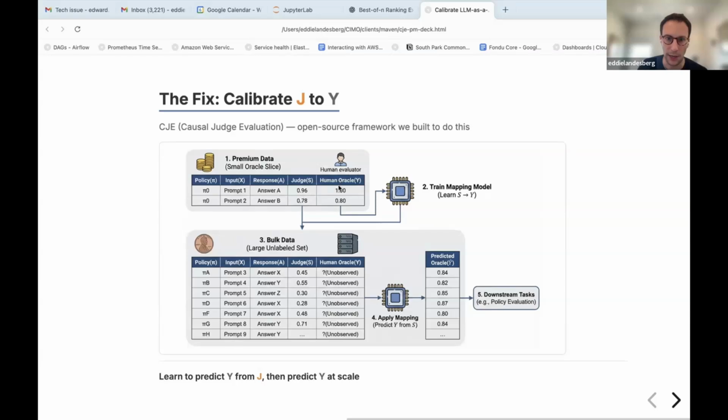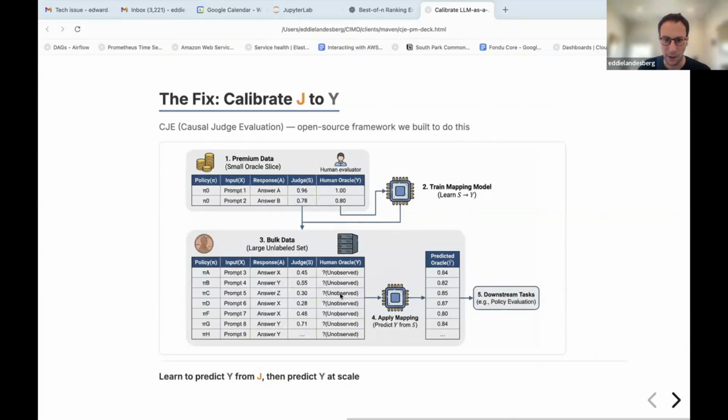And so for this small slice, you want to collect both what the LLM judge says and what the human oracle says. Once you have these, you're able to learn that relationship. You're able to calibrate the LLM judge to what the human actually cares about. And then once you understand that relationship, you can put the LLM judge to work and have it label thousands of data points.